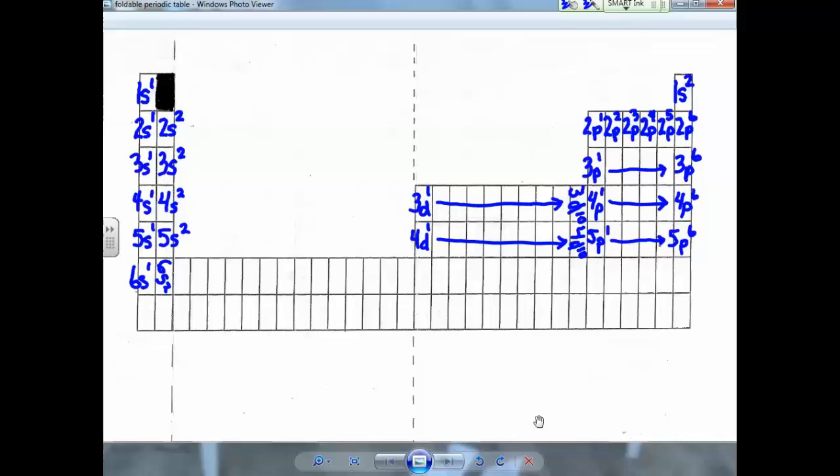How many elements go across in the F block? 14. How many electrons will the F hold? 14. Now you have to know, what level does the F start with? 4. That's the first time that you see the F. So this is going to be 4F1 all the way through to 4F14. Do you need time to write it down? Yeah. Mm-hmm.